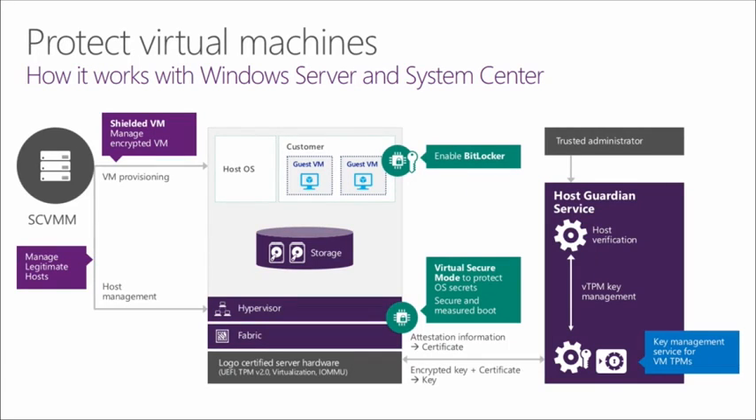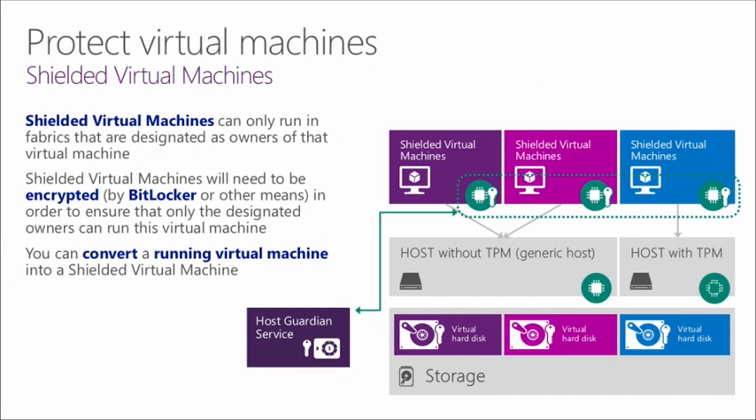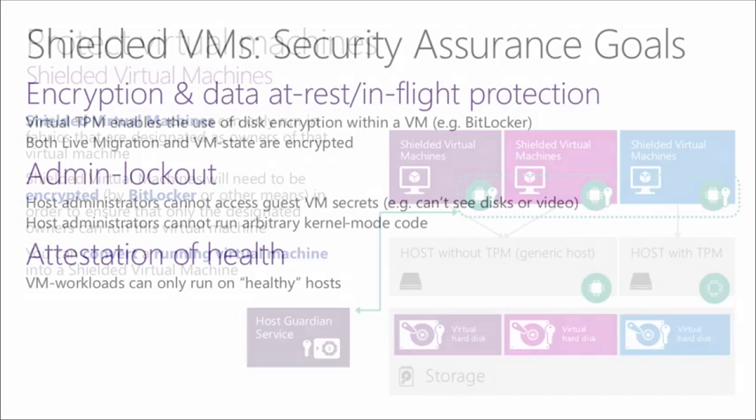And then you'll see we've got this host guardian service, which is providing that host verification. Is this host legitimate? How do we manage the vTPM, the virtual TPM chips that exist in the virtual machine, the decryption, the encryption, and so on. So there's lots of moving parts. And for those shielded VMs, we don't require a physical TPM to create the virtual TPM. We're doing it in software, but they can only run on fabrics that are designated as owners and are legitimate hosts. And you can convert an existing running VM to one that is shielded. So there's a bit of flexibility there around how you utilize shielded VMs.